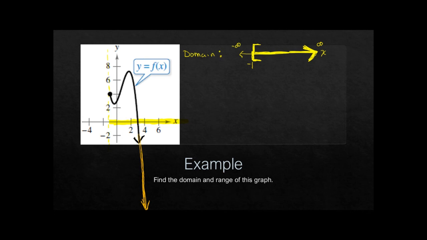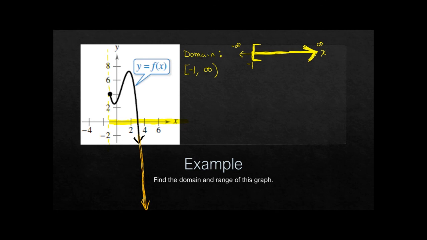So that is my graph, and that tells me I'm going from -1 on the left, the bracket, to infinity on the right, and that always has a parenthesis. You can think of that little arrow sort of like a parenthesis. It's curved, if you're trying to remember what your symbols are.